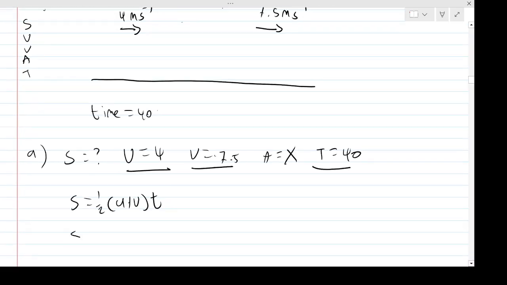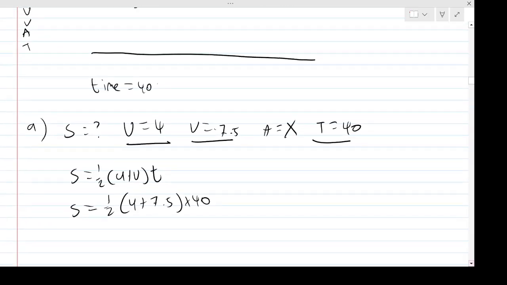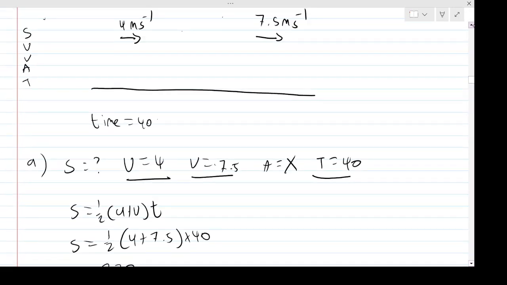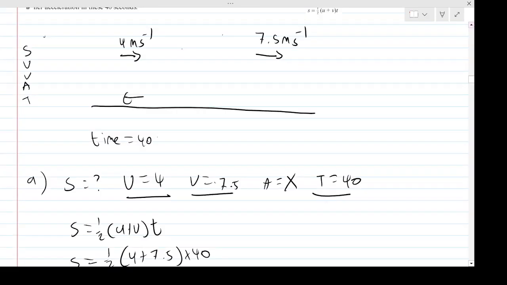So the displacement S is a half of U, which is 4, add V, which is 7.5, times T, which is 40. At that point, that's just a calculator job. If we put that in the calculator, we get 230. So that is the displacement, or in this case, the distance. The distance they travelled is 230 meters.